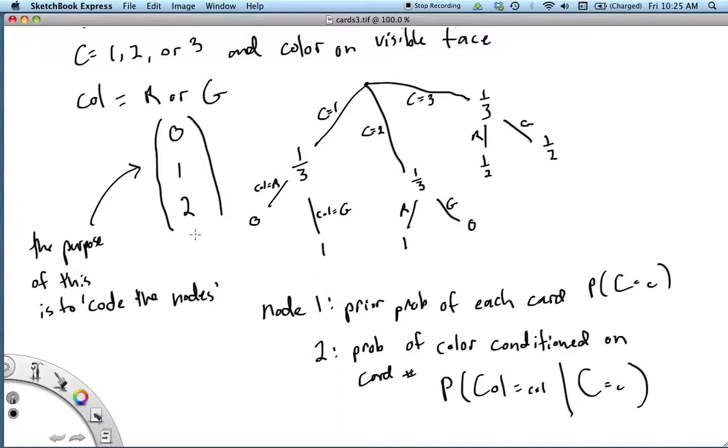Okay, and what I have here is just a little adjunct to this, and I call this coding the nodes. So node 0 is our primary node. Node 1 is going to be the outcome of the first random variable, and node 2 is the outcome of the second random variable. In other words, node 1 is what's called the prior distribution of the card variable, and node 2 represents the conditional distribution of color given your selection of card. Okay?